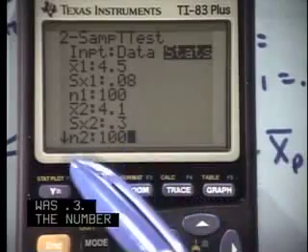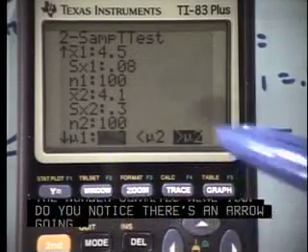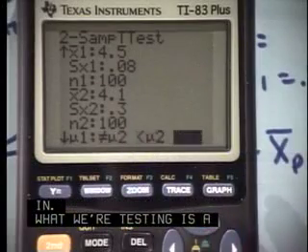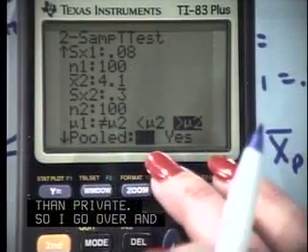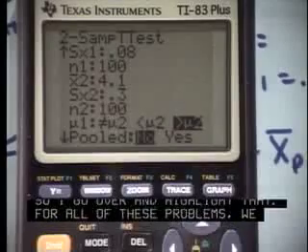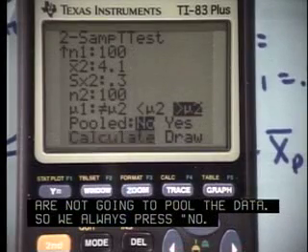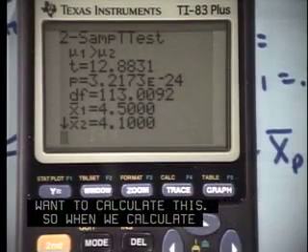And you notice that there's an arrow going down. That means that there's more to fill in. What we're testing is a right-tailed test, if CSU is greater than private, so I go over and I highlight that. And for all of these problems, we are not going to pool the data, so we always press no. And now we want to calculate this. So when we calculate this, let's see what comes up here.